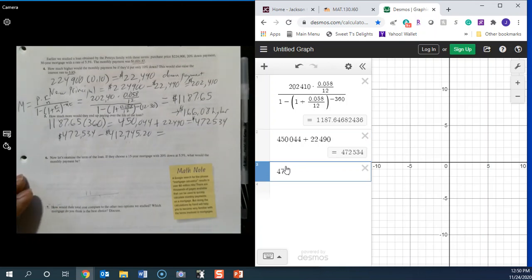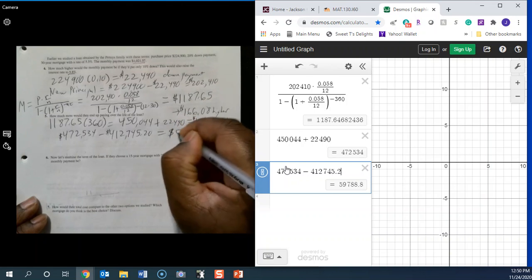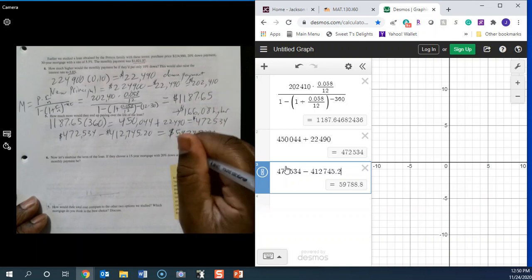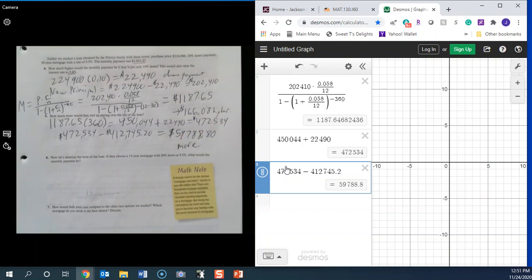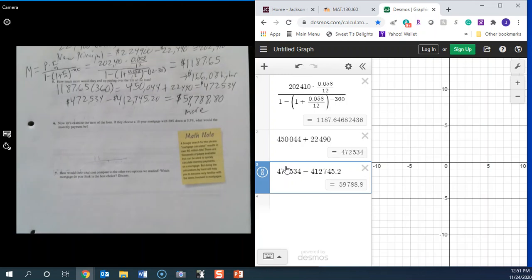So 472,534 minus 412,745.20. So that means that you would pay $59,788.80 more by only putting down a 10% down payment and having that higher interest rate.